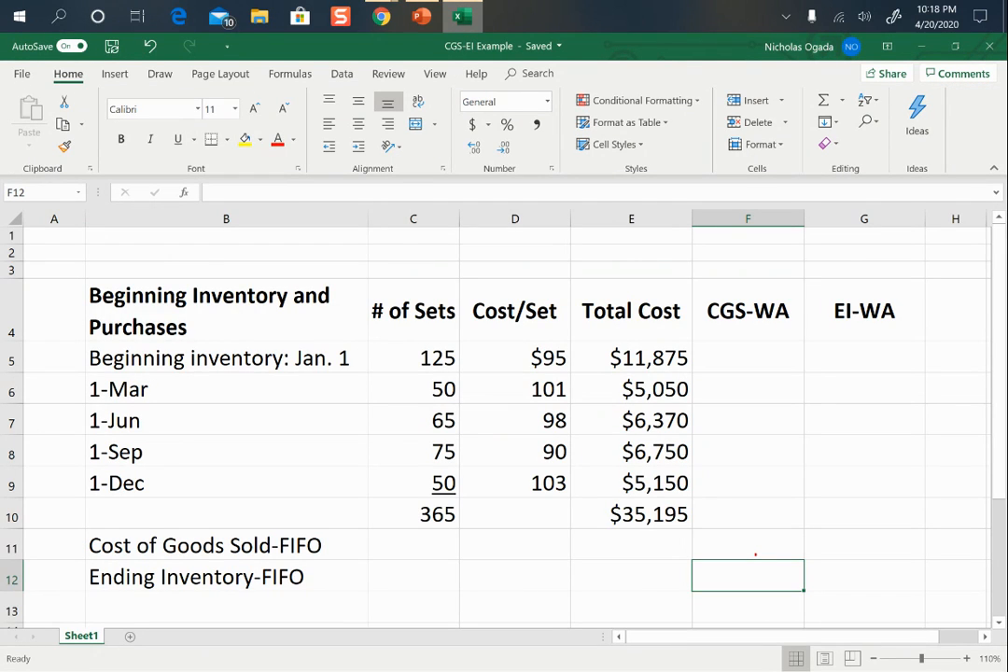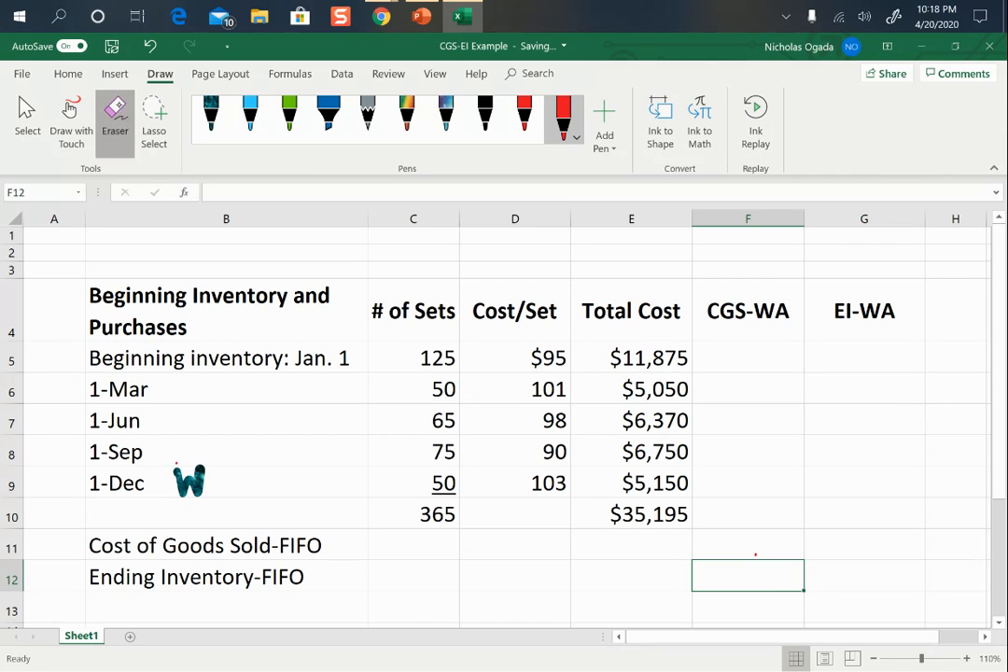So I'm going to use the same Excel that I used in the other two examples. The only thing I'm focusing on here is the weighted average method. So we know that we need to compute our weighted average. Again, just a simple quick formula: our weighted average will be, we take the cost of goods available for sale, the dollar value, and we divide it by the cost of goods available for sale in terms of units.